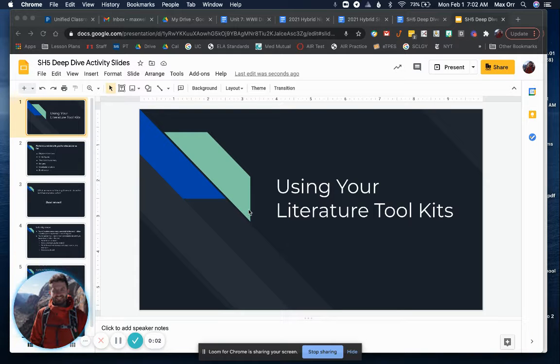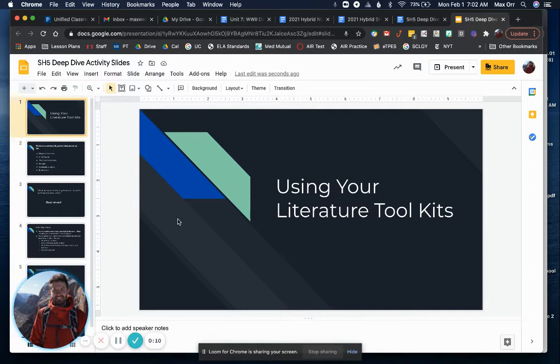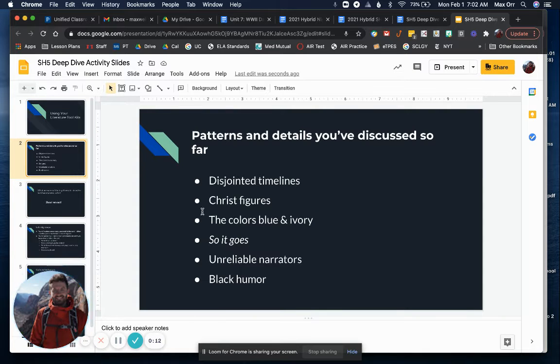Hey gang, so you've had some time so far in this book to use specific toolkits and lenses of analysis for analyzing details in Slaughterhouse-5. Some of those things that we've talked about so far are here on this slide.